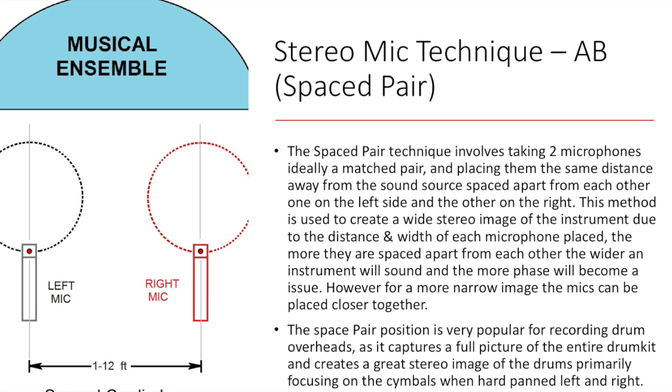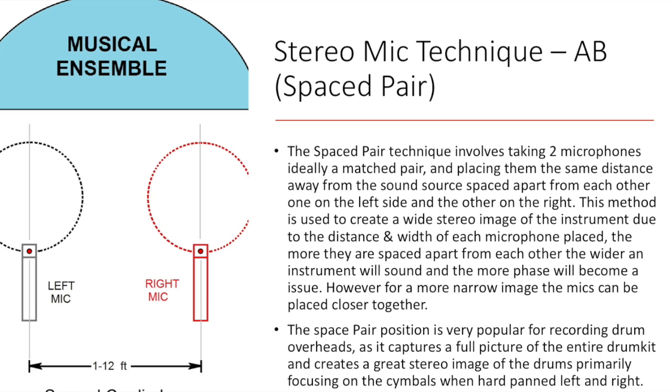So now we can look at some specific techniques for recording in stereo. This first stereo mic technique is AB, which is also known as the space pair. The space pair technique involves taking two microphones, ideally a matched pair, and placing them the same distance away from the sound source, spaced apart from each other, one on the left side and one on the right.